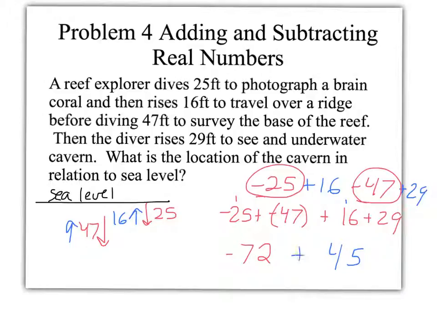And now we're adding these. We're still adding all these up. But remember, if we have a negative and a positive, that's different. So we have to find the difference. So let's do 72 minus 45. 12, 6, 7, 27. And it's negative because the bigger number was negative. So what's the location of the cavern in relation to sea level? Negative 27 feet, which means you're 27 feet below sea level. So somewhere down here, 27 feet.